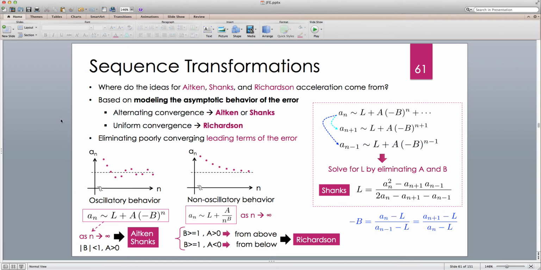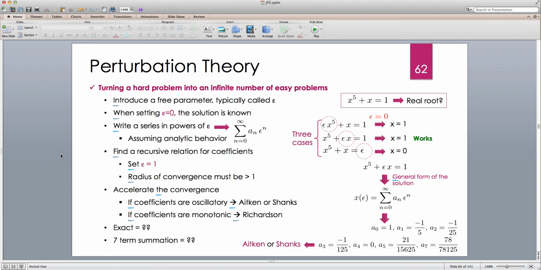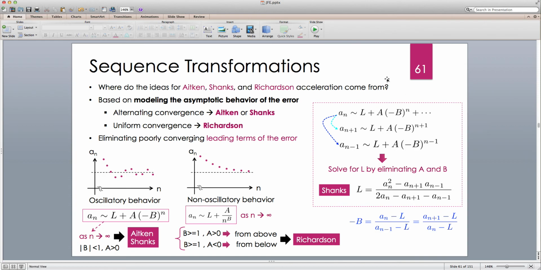And again, not all sequences, not all problems, can we model like this, but if we have some intuition that the error eventually behaves like some number to some power of n, we can use either Richardson or Aitken or Shanks, okay? So this is the idea.